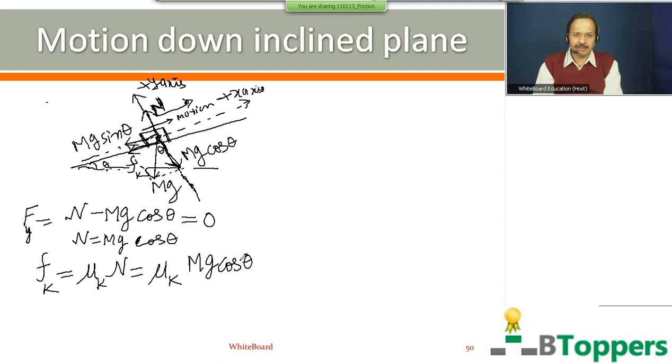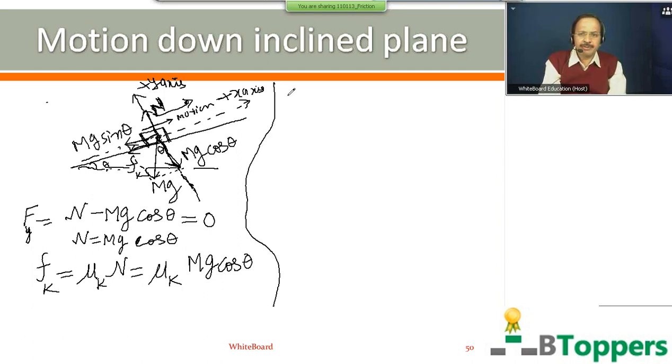But the magnitude of kinetic friction on the block is the same in both cases, because the magnitude of the normal reaction on the block is the same in both cases, equal to mg cos theta, and the coefficient of kinetic friction between the block and the inclined plane is also the same in both cases. So the y component of the resultant force on the block is 0, and we can write that the resultant force on the block is equal to the x component of the resultant force.